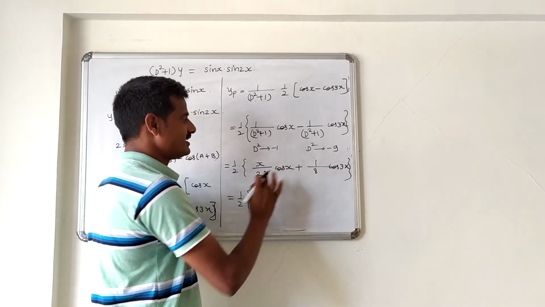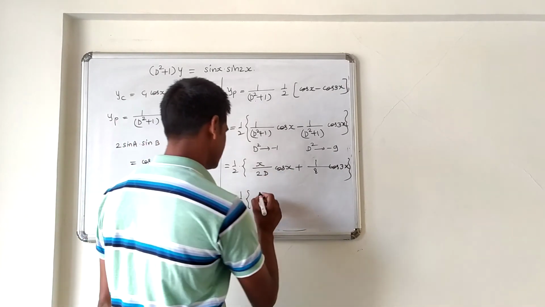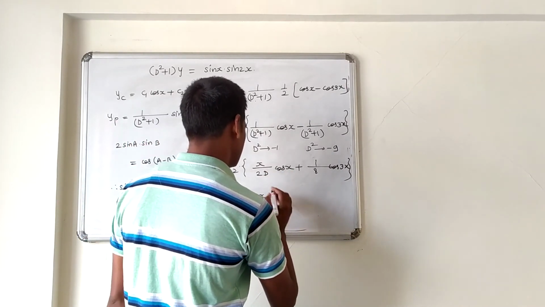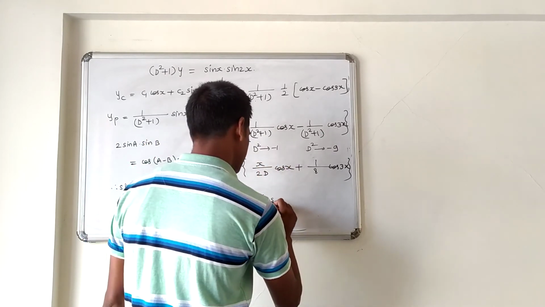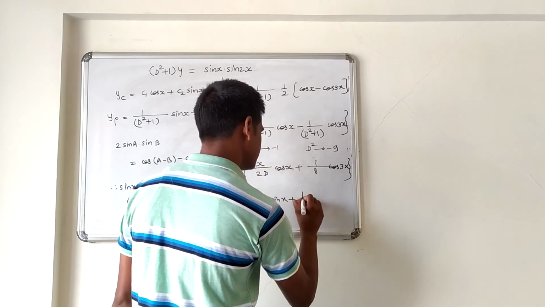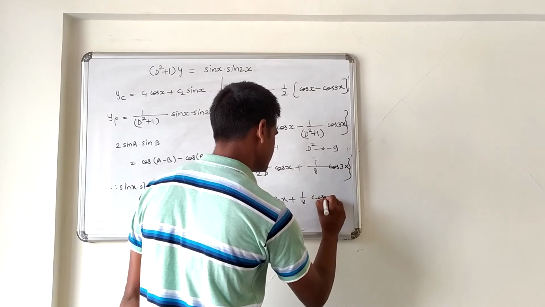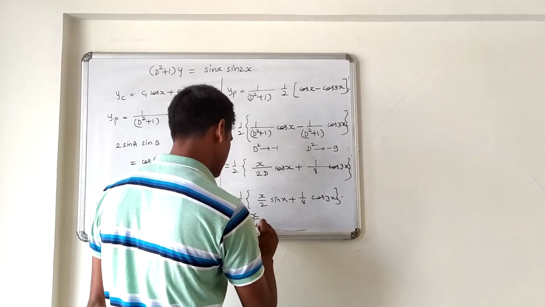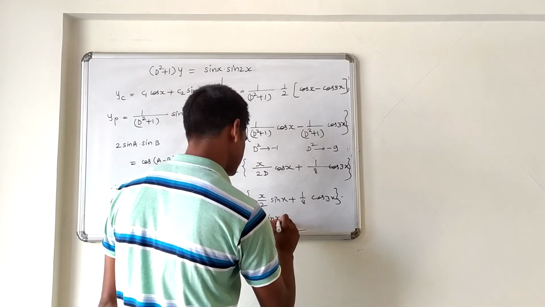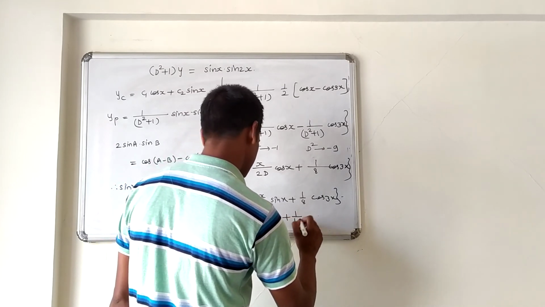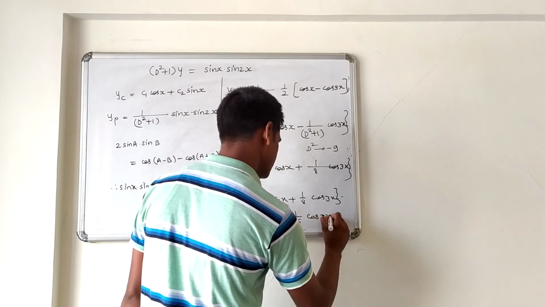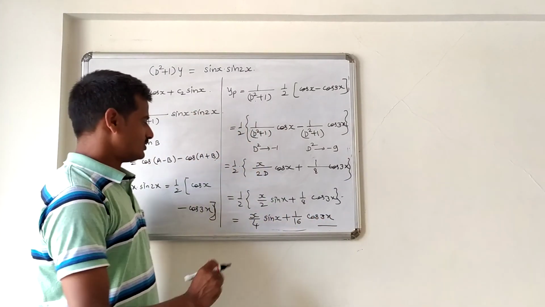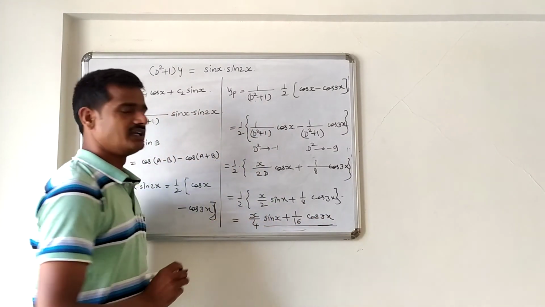Now what is the integration of cos x? It is sin x. So 1 by 2 times x by 2 sin x plus 1 by 8 cos 3x. Now multiplying by the 1 by 2, so x by 4 sin x plus 1 by 16 cos 3x. So this is your particular integral.